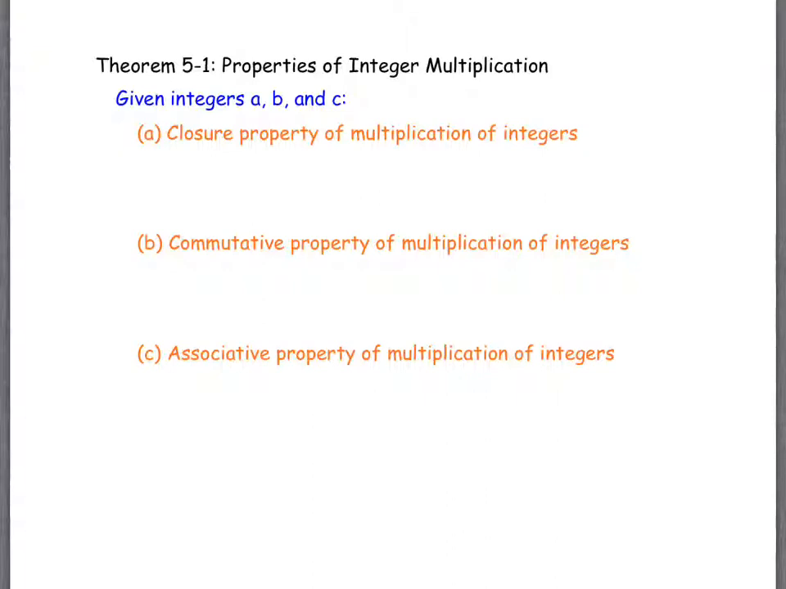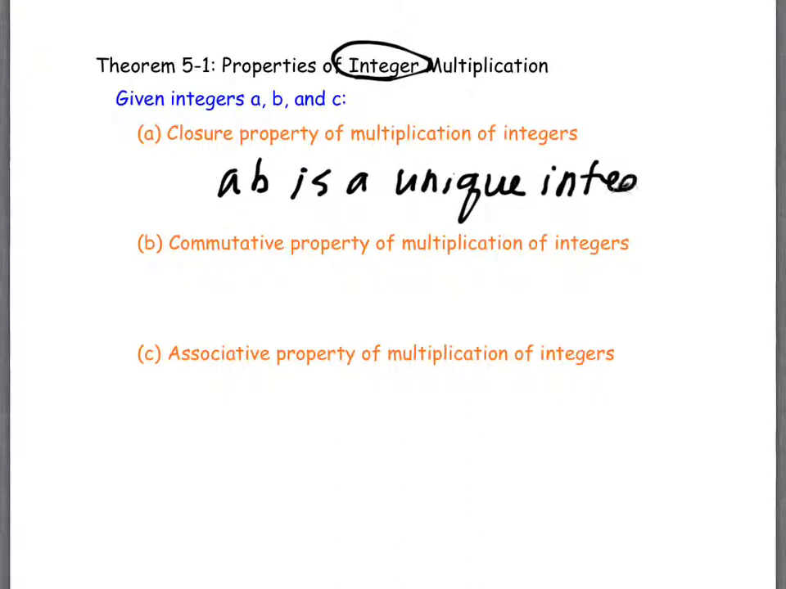I know some of you are still struggling with the idea of closure, so let me reiterate how closure works. Closure is the idea that if you take any two numbers from a described set, in this case the set of integers, positive and negative whole numbers, and you multiply them, a times b, you will get another number in that set. So ab is a unique integer.